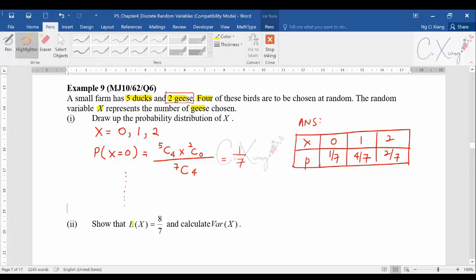They want you to show that the mean of X is 8 over 7. This shouldn't be any problem for you. Then calculate the variance of X. Again, I'm not going to show you the detail because it is very simple. So the answer for the variance of X should be 20 over 49. Make sure you complete this example, which is not so hard.